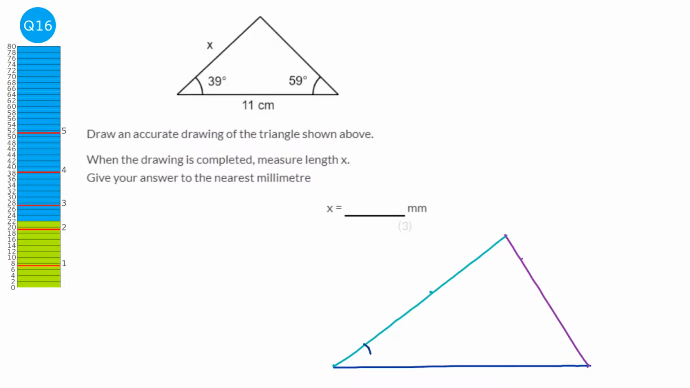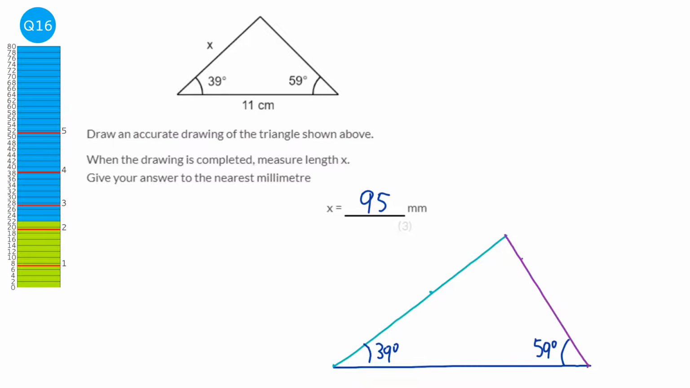And so this is our 39 degrees here, and you don't need to label this on the diagram, but just so we know what we're doing. And it says when it's completed, measure length x. So I'm going to get my ruler out, and I'm going to measure this length here, this one here, and it is about 95 millimeters. So the answer for me is 95 millimeters.